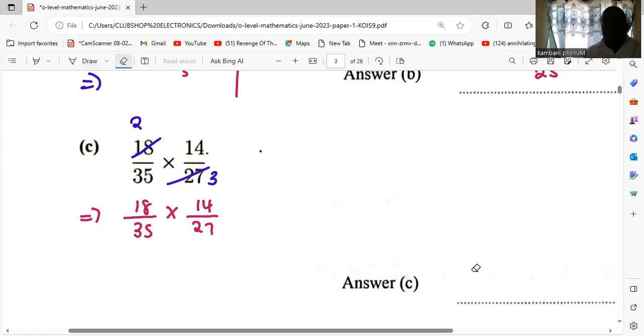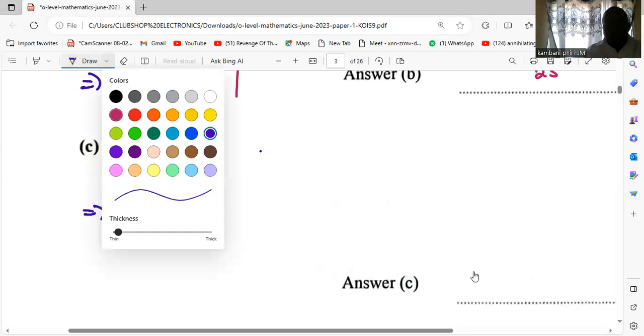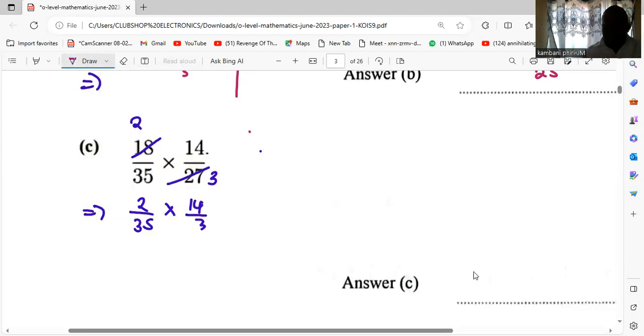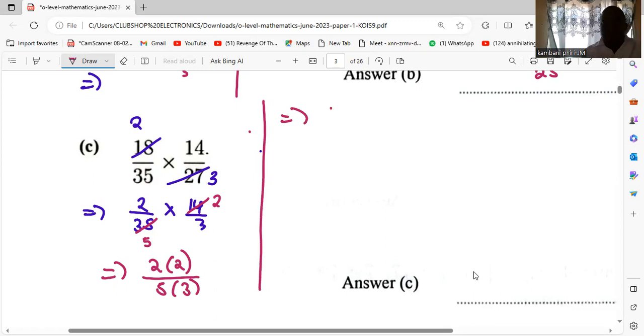Then, okay, let me just write. So we have 2 divided by 35 times 14 divided by 3, right? So again, we can cross check 14. So we may divide by 7. 7 here is 2. 7 here, that's 5. All right. Therefore, we have got 2 times 2, 5 times 3. And when you work that out, what do you get? 4 divided by 15. That's your answer. When you multiply 2 by 2, it's 4. 5 by 3, it's 15.